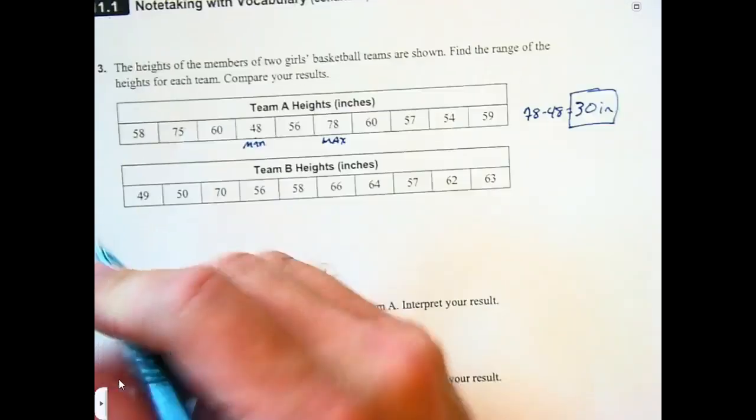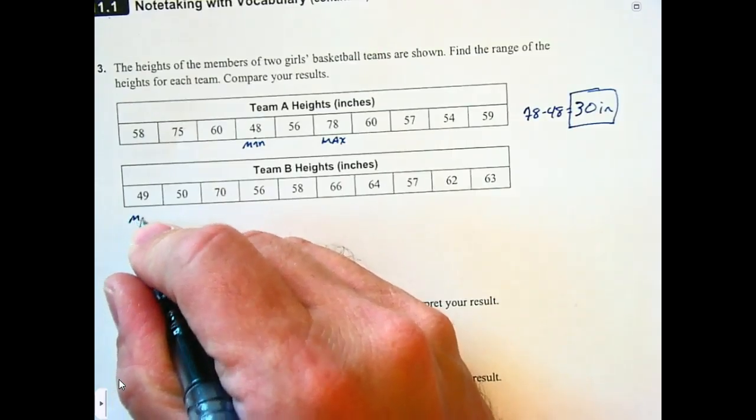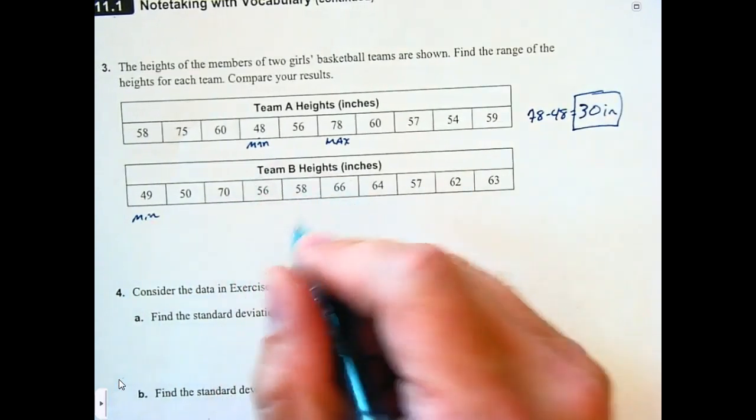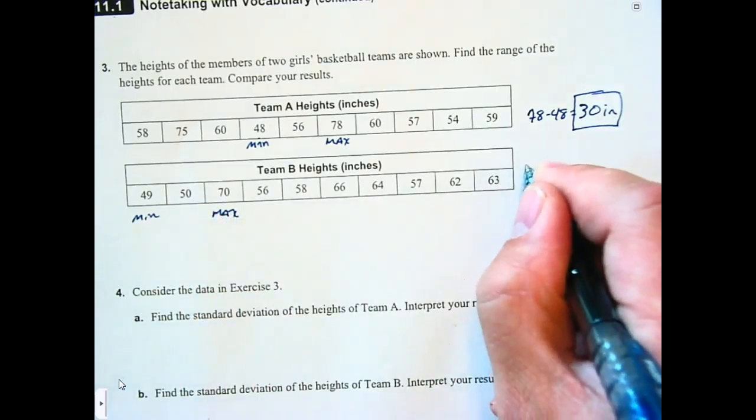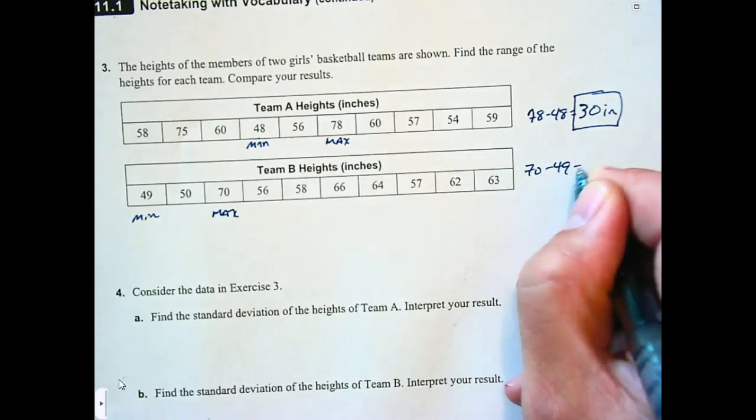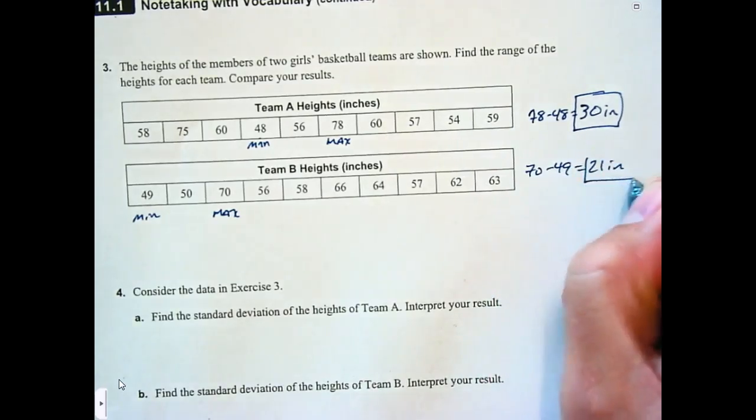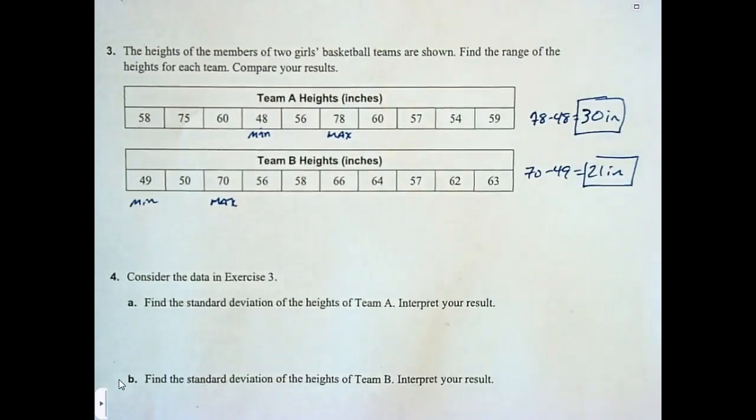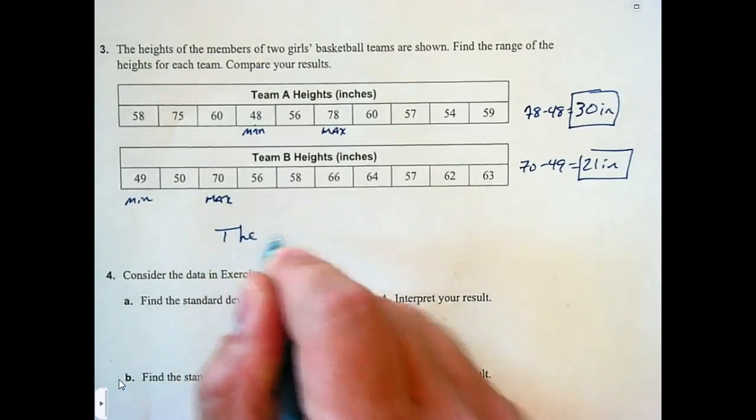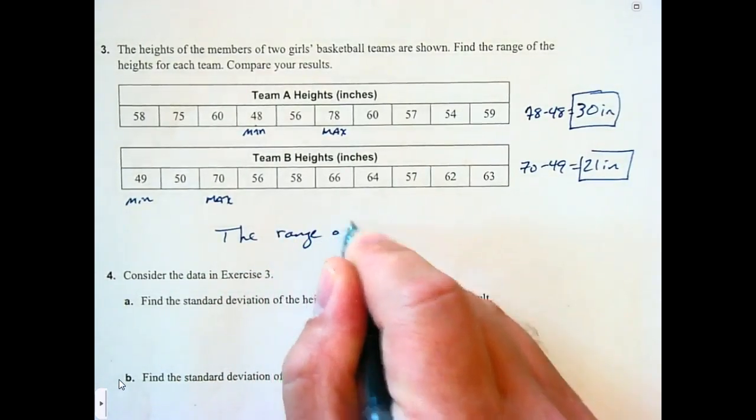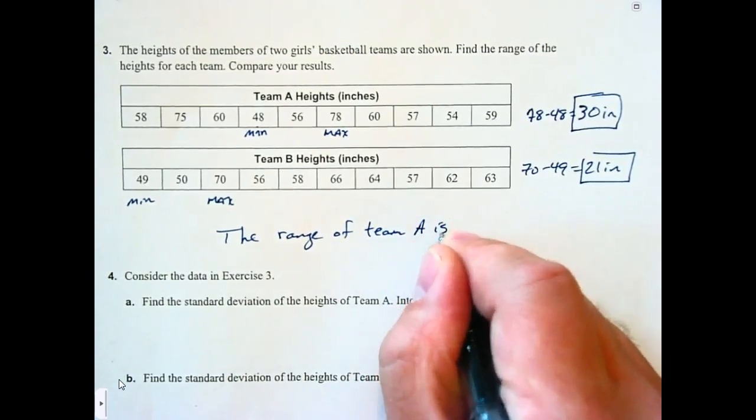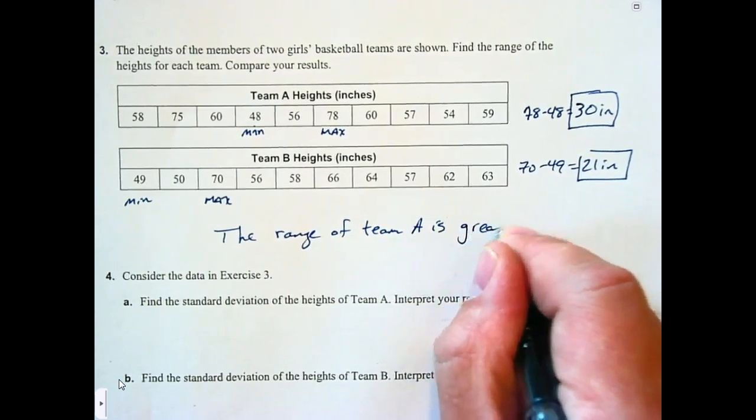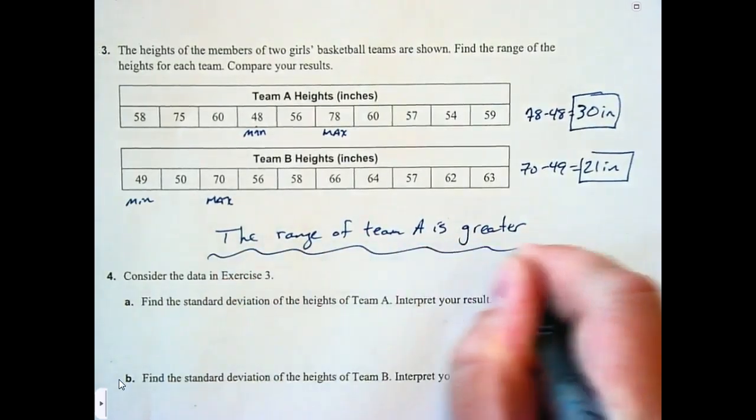Maybe it's a younger age team. Minimum here, then you'd have some tall kids, 70 also. You get 21. Good. 70 minus 49 is 21 inches. Our range there is 21. If we're comparing them, the range of Team A is greater. There's our comparison.